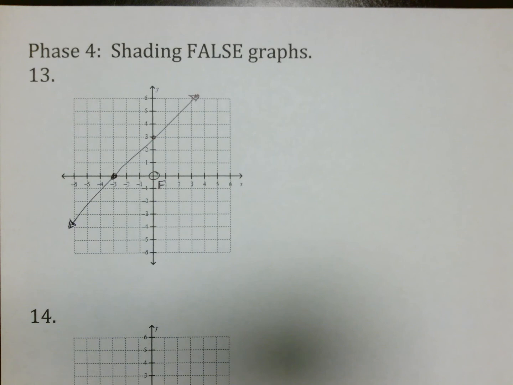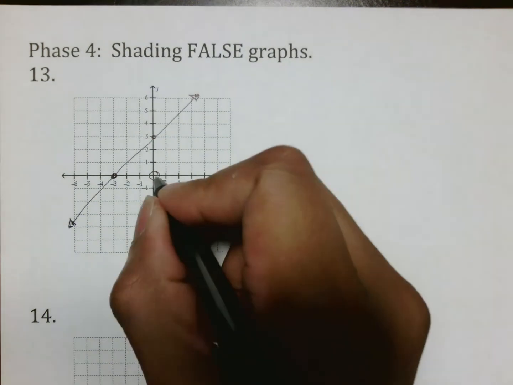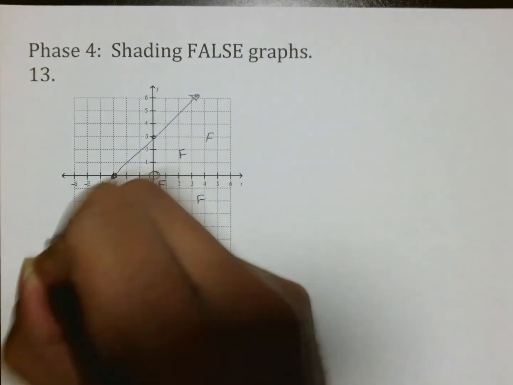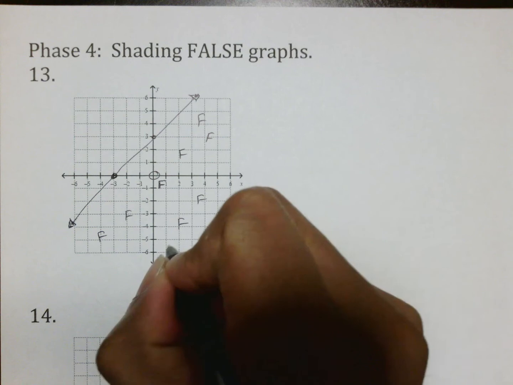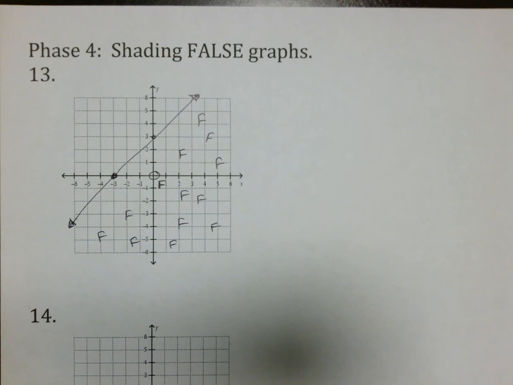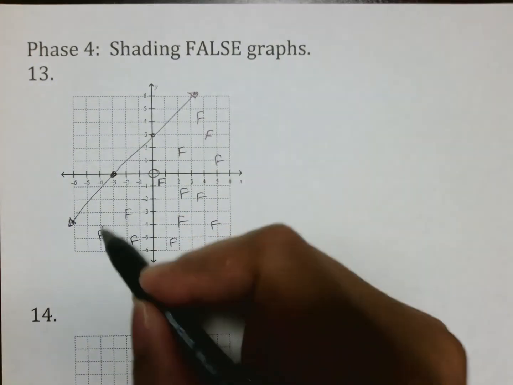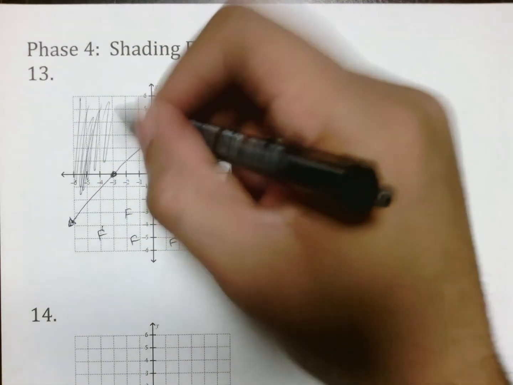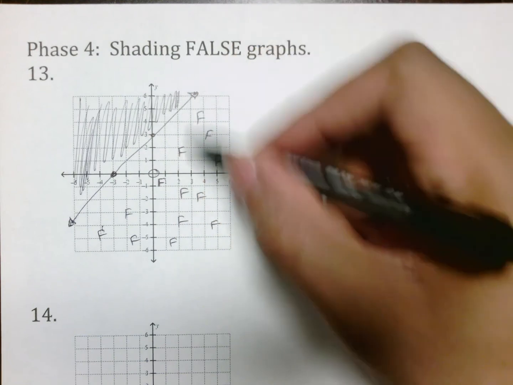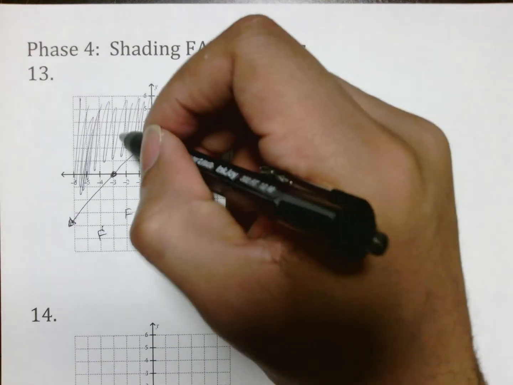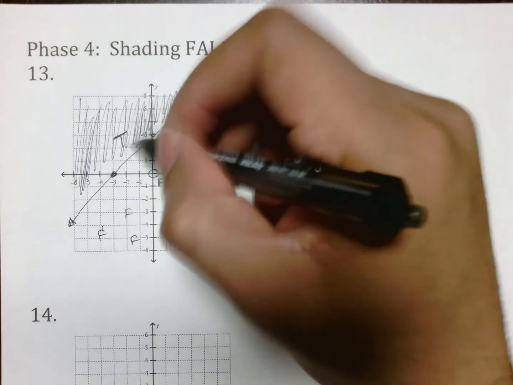And this is where you have to be careful because if 0, 0 is false, it means everything on this side is also false, because remember, this line separates everything that is true from everything that is false. You can put as many F's as you want over here, but the bottom line is this: if we are looking for what is true and we know that this is false, that means that we don't want this side, we want to shade this side. And so we go away from 0, 0 because we know that this is false, which means that this is the false side and this is the true side. Alright?